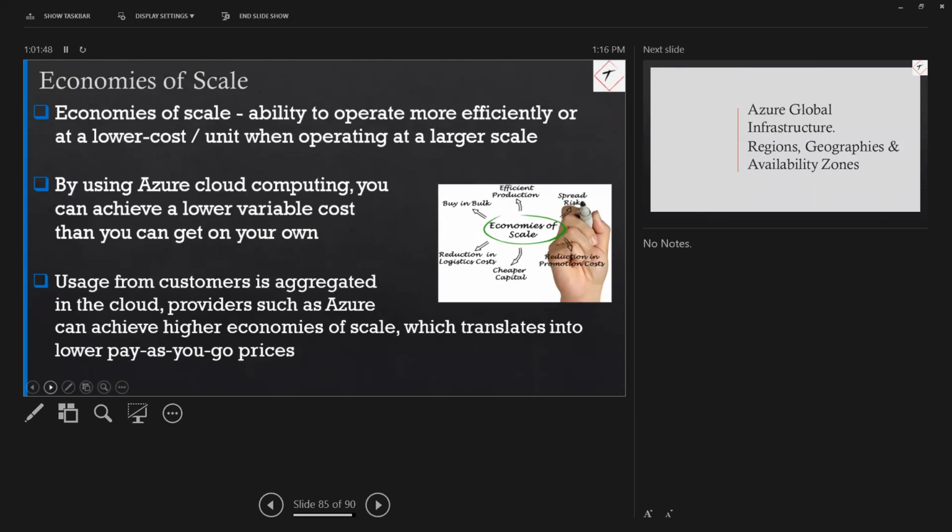Economies of scale is the ability to operate more efficiently, or at a lower cost, when operating at a larger scale. By using Azure cloud computing, you can achieve lower variable cost than you can get on your own. And by switching to the pay as you go model, you can achieve higher economies of scale.